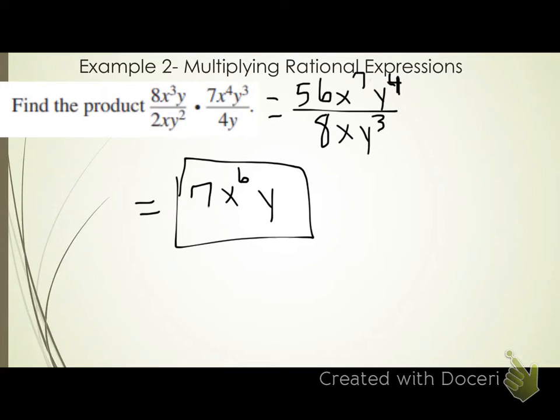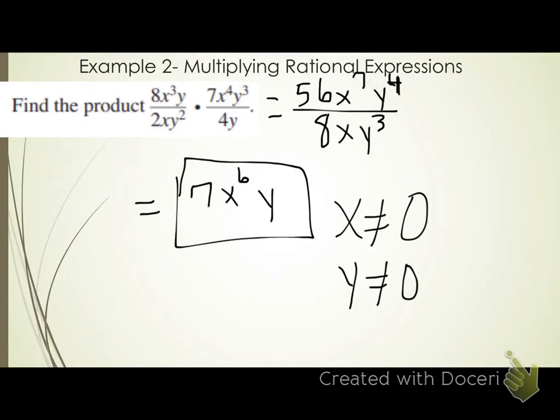What do I need to specify though? What can x not equal in this case? 0. If I make x 0, that makes my whole denominator 0. What about y? Can y not equal anything, or can it equal everything? Cannot equal 0 as well. So once again, if I plug 0 in for y, it makes my whole denominator 0.